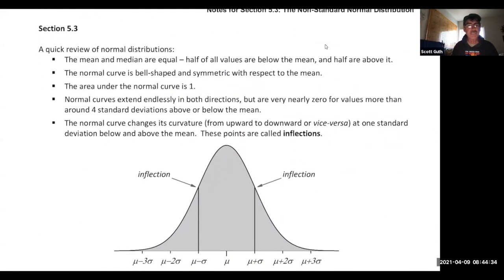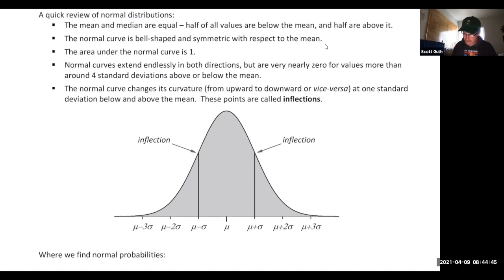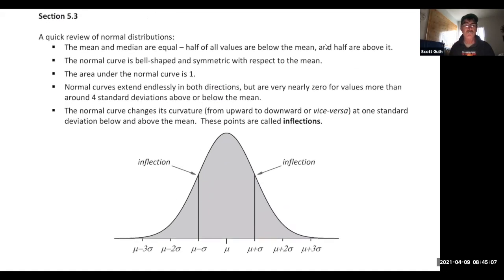I think it's worth reading this review that we've got here, just so you can get all of the ideas in your head again. So again, a quick review of normal distributions. First fact is that the mean is the same as the median. That just means that if you divide the distribution in 2, half of the distribution is less than the mean and half is greater than the mean. That's the definition of the median. So the mean and the median are the same.